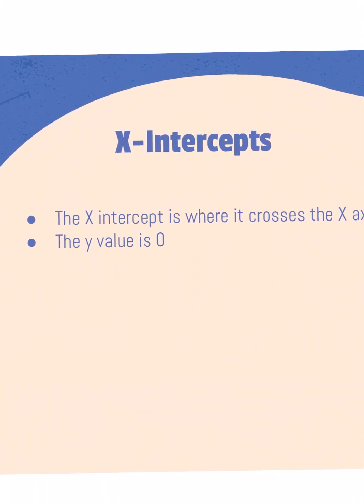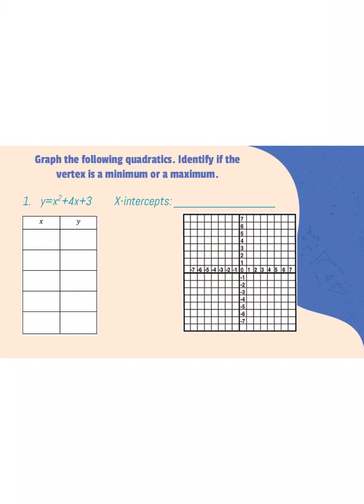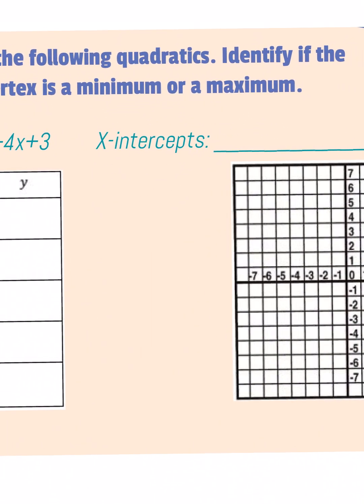Okay, so you should have your note sheet up here, and it says x-intercepts. The x-intercept is where it crosses the x-axis, and the y value is 0. And I'm going to show you as we work how you find those. All right, so let's go ahead and get started.